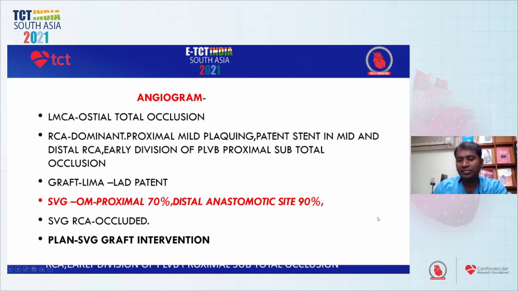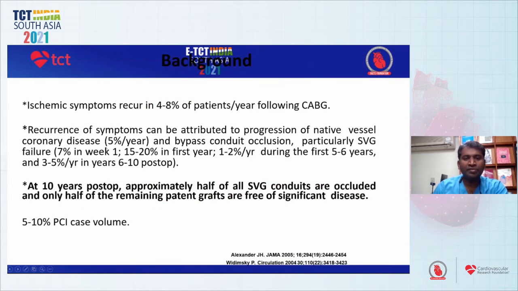Then the plan was to do an SVG graft intervention in view of need. When coming to the background of SVG, ischemic symptoms occur in around 5% of patients per year following CABG. Recurrence of symptoms can be attributed to progression of the native vessels or the bypass conduits. At 10 years post-CABG, approximately half of all SVG conduits are occluded and only half of the remaining SVG grafts are free of significant disease.